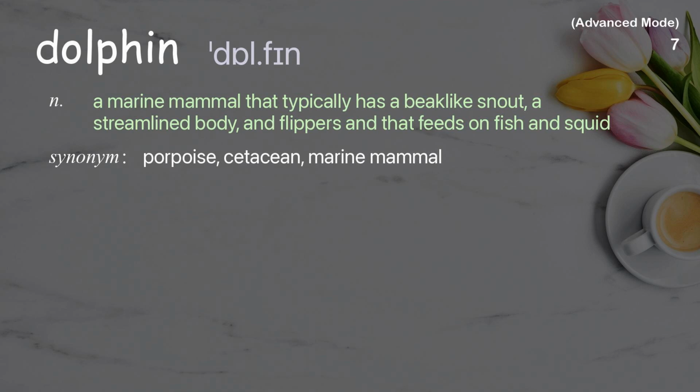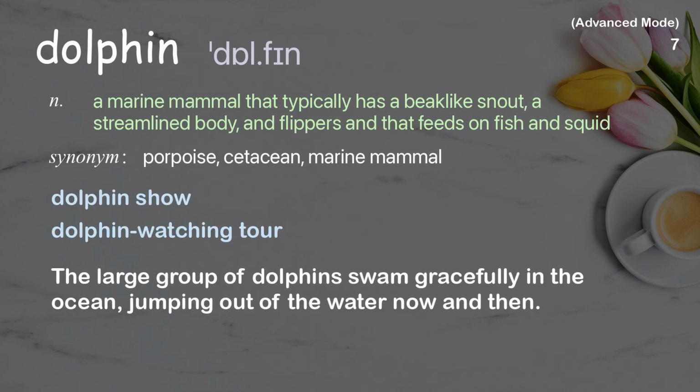Dolphin. A marine mammal that typically has a beak-like snout, a streamlined body, and flippers, and that feeds on fish and squid. Examples: Dolphin show. Dolphin watching tour. The large group of dolphins swam gracefully in the ocean, jumping out of the water now and then.